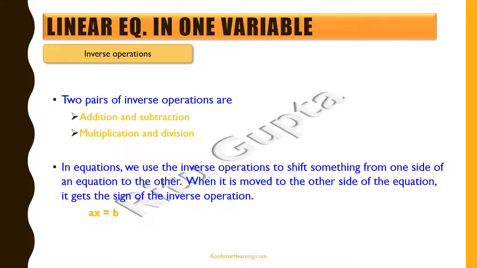Say, for example, we take ax is equal to b, and when we take a to the right hand side, x becomes equal to b by a. So a, which was actually getting multiplied by x, now divides b, because when a is moving from the left hand side to the right hand side, instead of multiplication, it takes the division sign along with it.